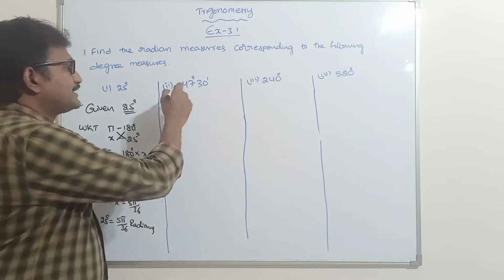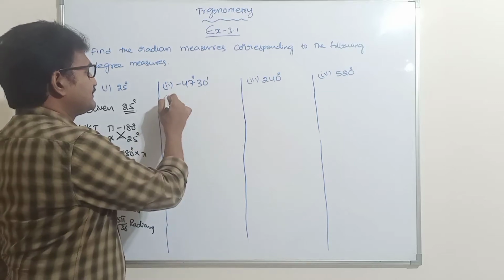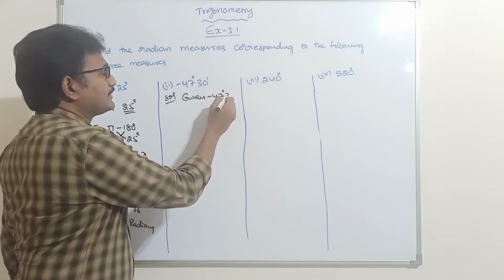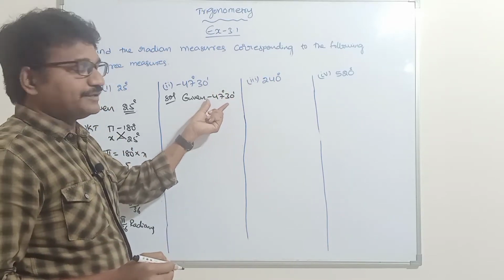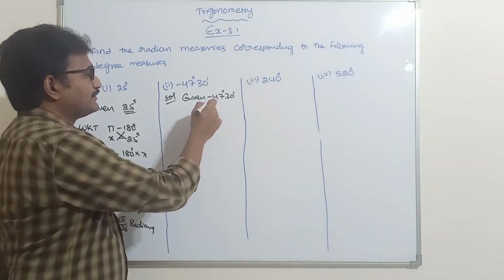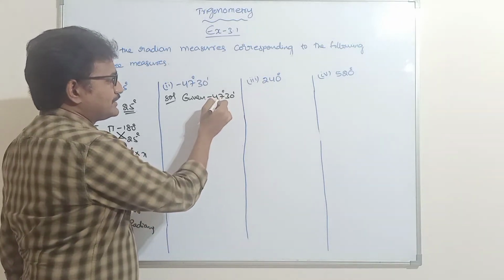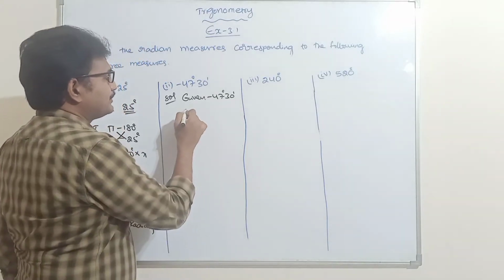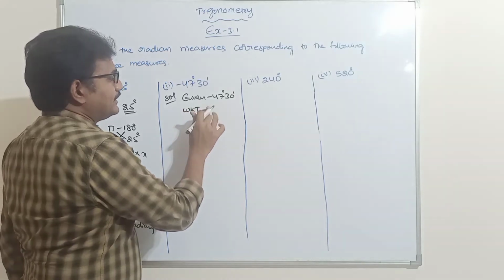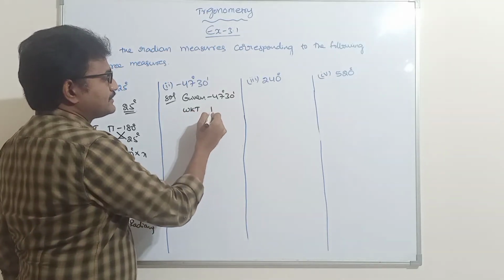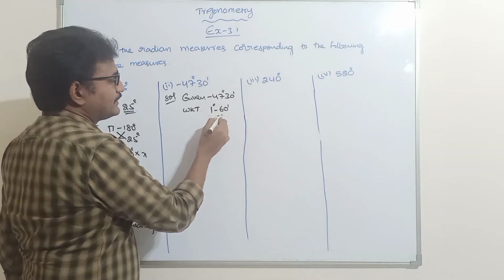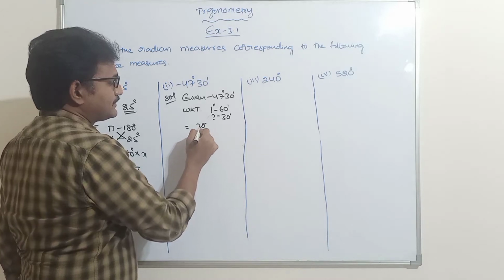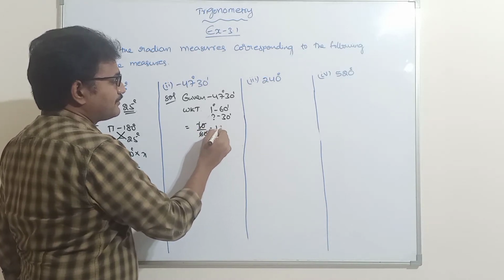Second problem. Minus 47 degrees 30 minutes. Given minus 47 degrees 30 minutes, convert this value from degrees into radians. First of all, this is not minus 47 degrees; this is minus 47 degrees and 30 minutes. We know that 1 degree is equal to 60 minutes. Then 30 minutes is equal to how many degrees? 30 by 60, that means 1 by 2, half a degree.